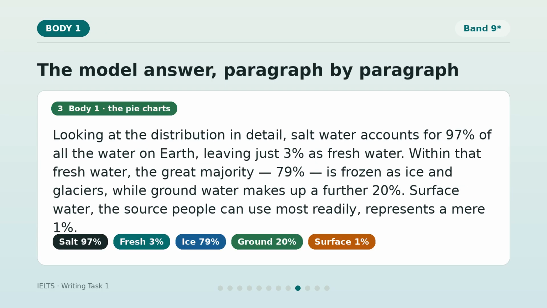Paragraph 3. Body 1. Looking at the distribution in detail, salt water accounts for 97% of all the water on Earth, leaving just 3% as fresh water. Within that fresh water, the great majority, 79%, is frozen as ice and glaciers, while groundwater makes up a further 20%. Surface water, the source people can use most readily, represents a mere 1%.